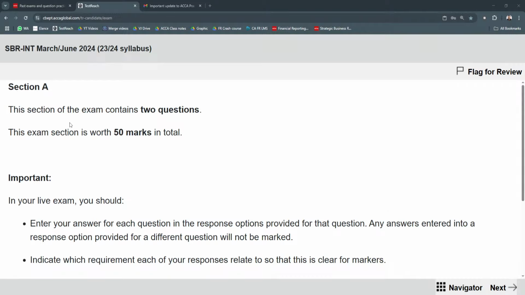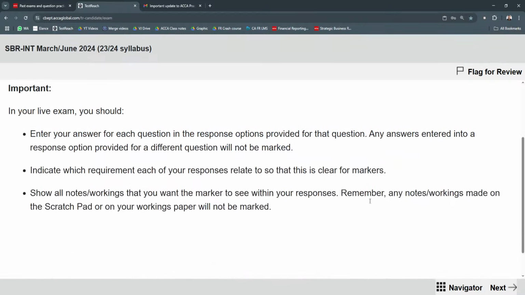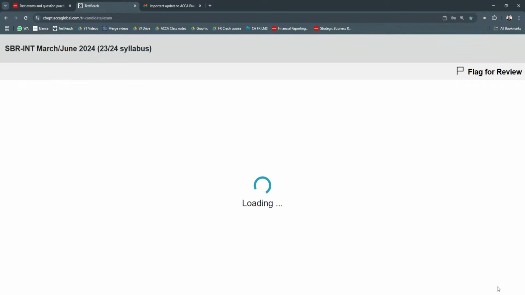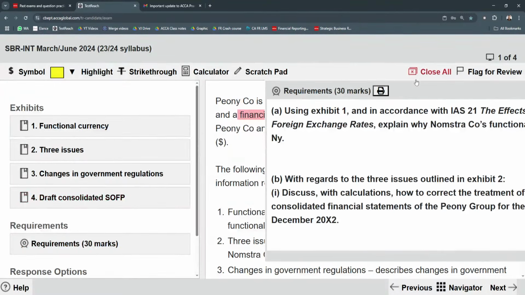Now see what the screen says. It is section A. This section of the exam contains 2 questions, total 50 marks. Now let us go to the next part. This is question number 1. Now coming to the requirements, total marks 30 marks, right? So question number 1 is of 30 marks. Let us open the requirements and see.